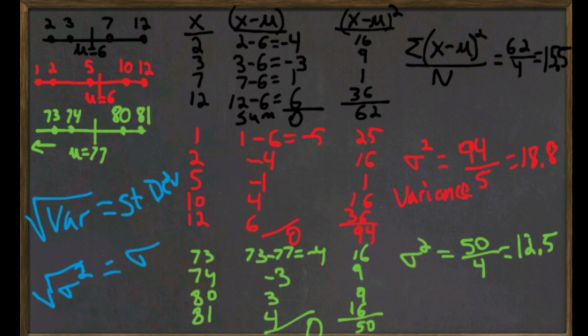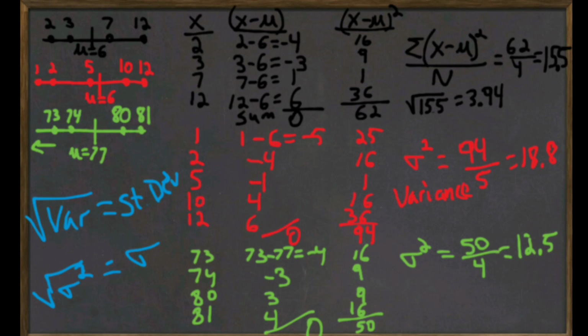And so all we have to do here is take the square root of our variance. So let me just do that quick. I think I have enough space. So the square root of 15.5 is, and just checking my cheat sheet here, that's 3.94. So the standard deviation is 3.94.